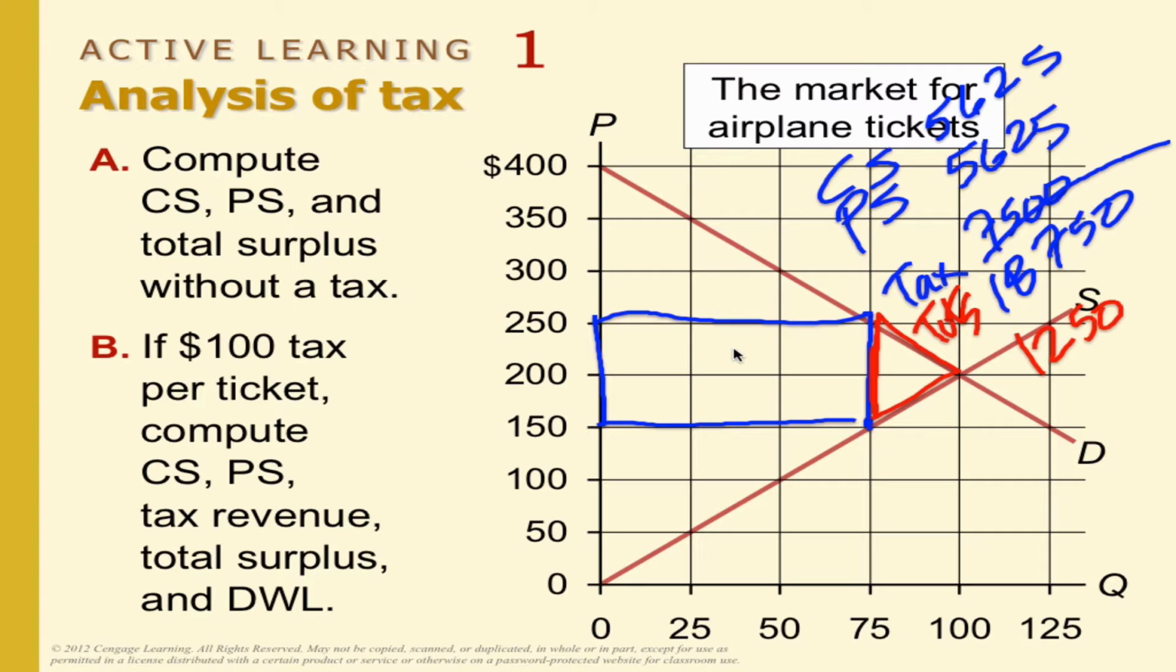Or would you just subtract? I would just subtract rather than deal with the math. What are you subtracting? Remember our total surplus without the tax was 20,000. So I subtracted our new total surplus from the previous.